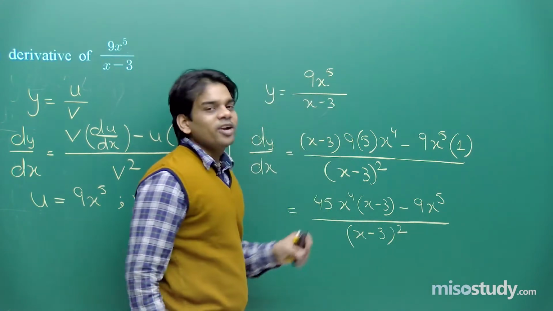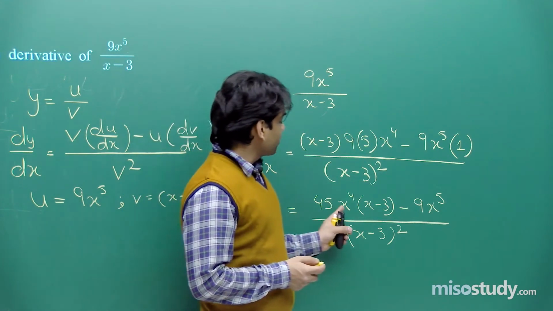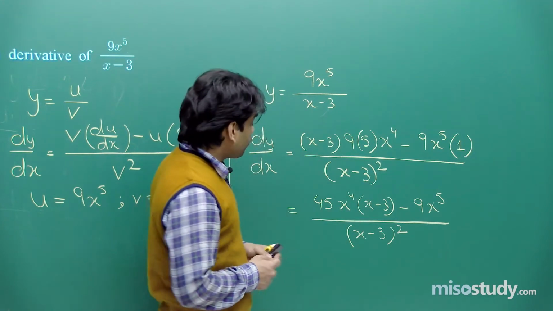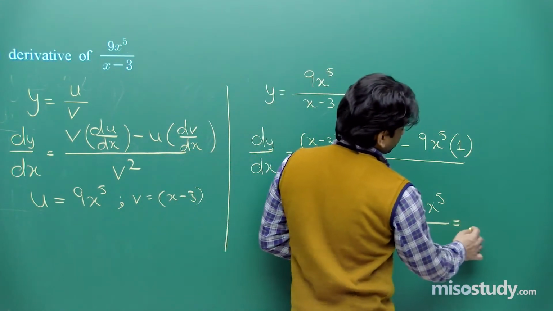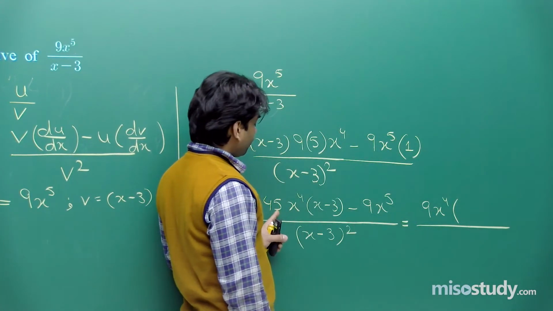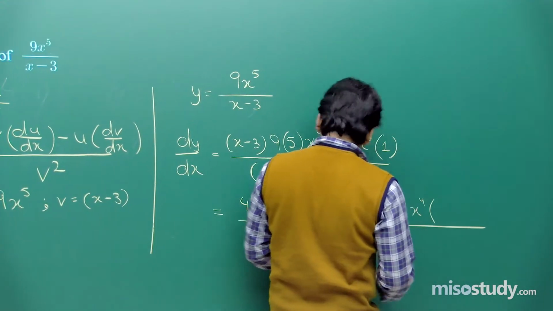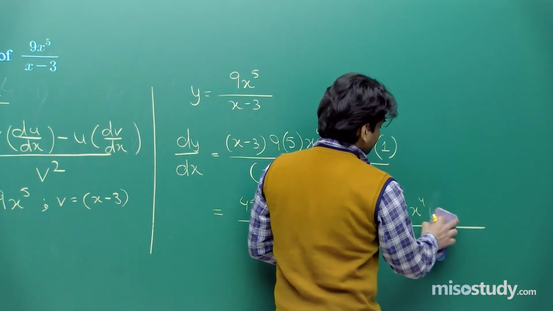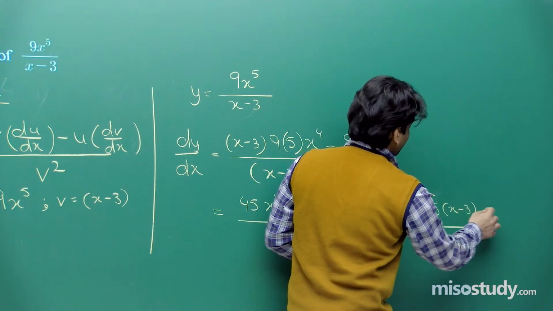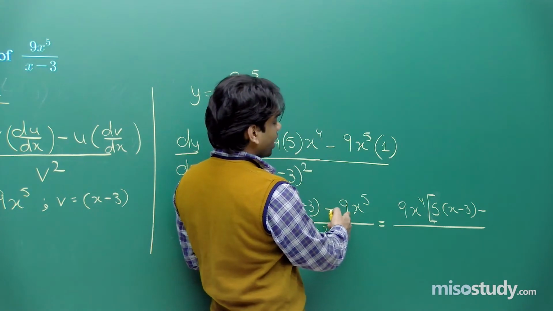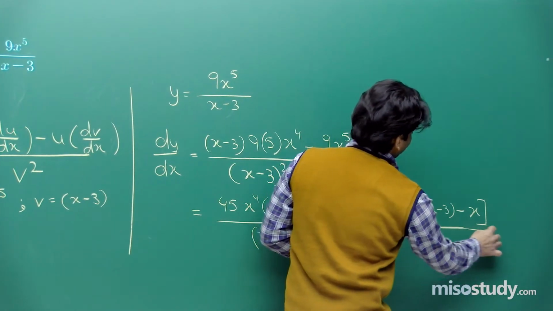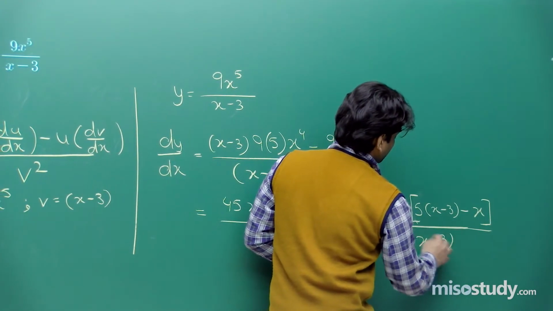If you are thinking of simplifying it further, yes, you can. x power 4 can be taken as common and 9 also can be taken as common. So the final result will come out as: take 9x power 4 as common, and you're left with 5 into x minus 3. Let's keep it as 5x minus 3. Now minus 9x power 5: I have taken x power 4, so it comes out to be x, divided by x minus 3 whole square.